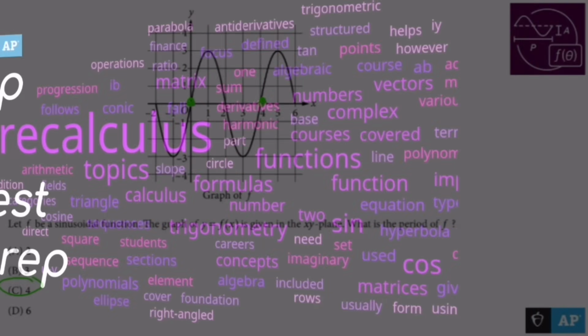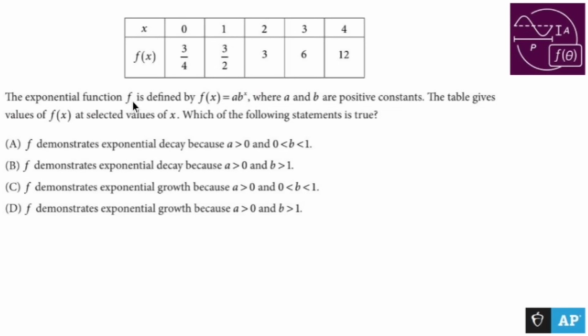The end. The exponential function f is defined by f of x equals ab to the x, so the typical exponential function formula, where a and b are positive constants, very important. The table gives the values of f of x at selected values of x. Which of the following statements is true? So usually when I see this, I often think, oh, okay, I need to come up with a formula, and maybe I will. Now, this is a no calculator section, so I'm not going to pick up a calculator to do this. And if you're wondering, how is he going to do it?